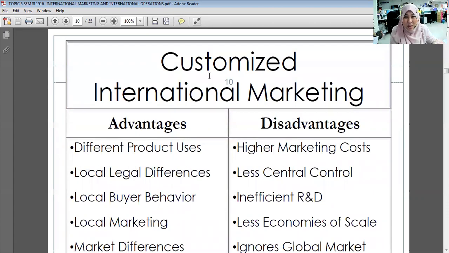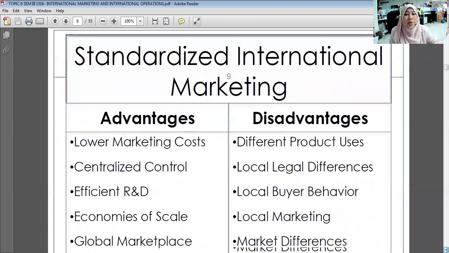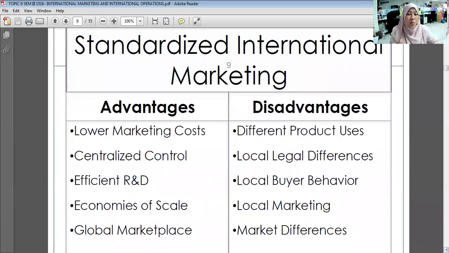Because we're talking about customized and also standardized, whatever is in the standardized here will be the opposite for the customized. An advantage for standardized will become a disadvantage, whereas a disadvantage for standardized will become an advantage. In simple words, that is how to make you understand it. So, standardized international marketing, we do have the advantages. We have a few points here.